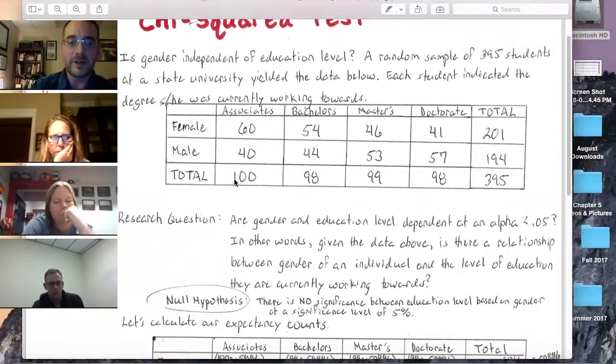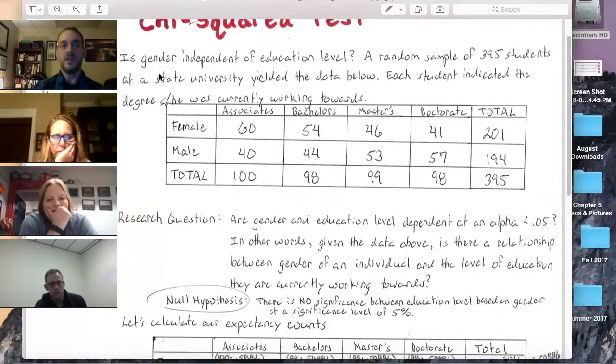There were 100 individuals sampled that were working towards their associate's degree. Of those 100, 60 were female and 40 were male. And so on and so forth for the bachelor's degree, the master's degree, and the doctorate. So our research question is this: is gender independent of education level?